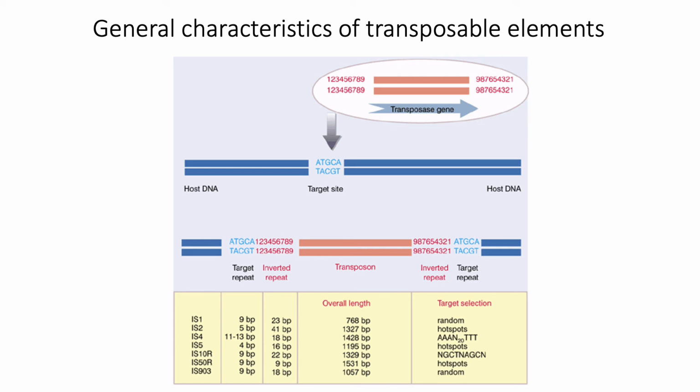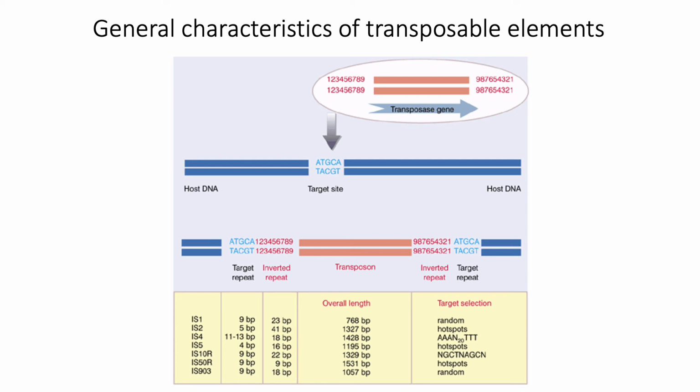And there's a little table here at the bottom of this figure showing some different transposons, sometimes called insertion sequences, and that's the IS in the names of these. You see that there's a variation in the target repeat as well as in the inverted repeat. The duplicated region can range from 5 bases up to 12 or 13. The inverted repeat is usually a little longer than that. It can be as long as 40 bases.